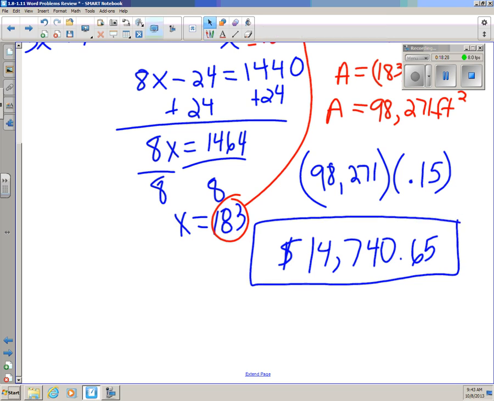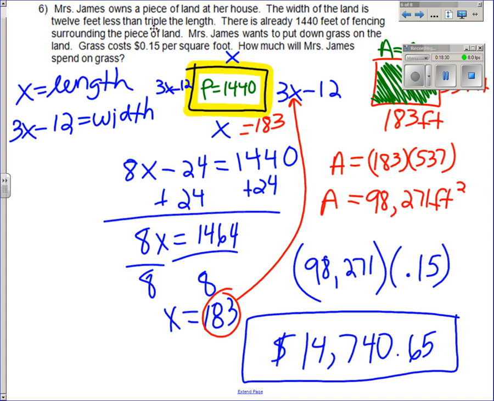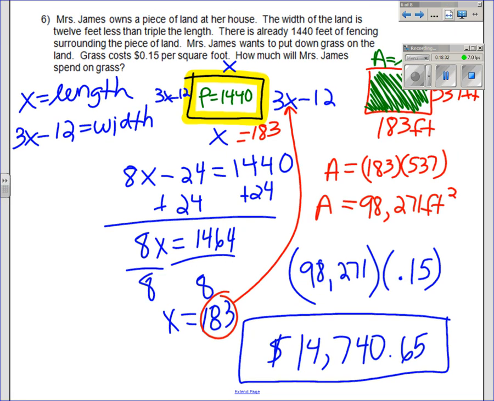There was a lot happening here. Again, if you take it step by step, you should be fine. We found the dimensions of the plot of land with the perimeter. Then we found the area that's got to be covered by grass. And we multiplied that area by 15 cents per square foot because we needed 98,000 and change, basically, for that 15 cents per square foot. All right, 2 more to go.